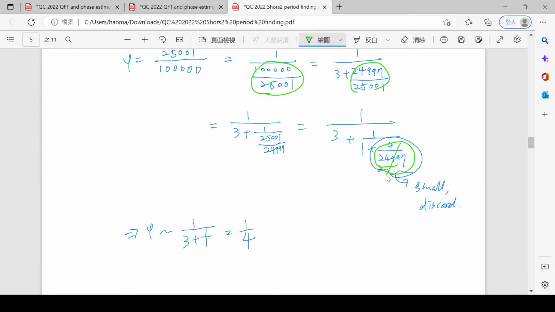So we just discard this. And if you actually want to run the algorithm, you will just check whatever remainder you have, and if it's smaller than some threshold you set, then you stop. Okay.